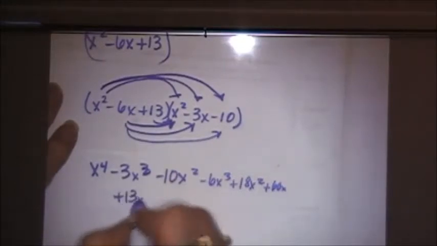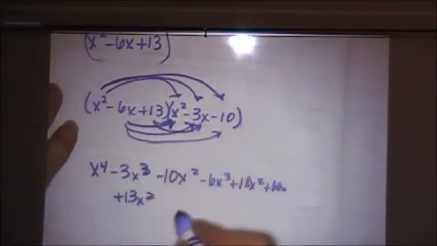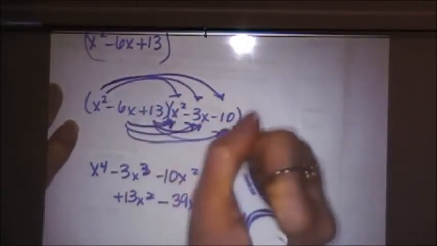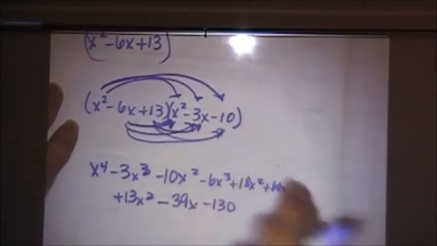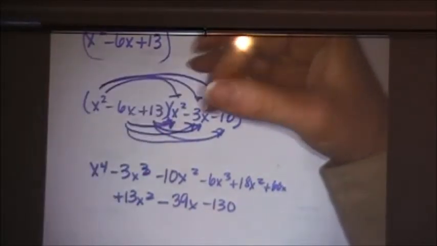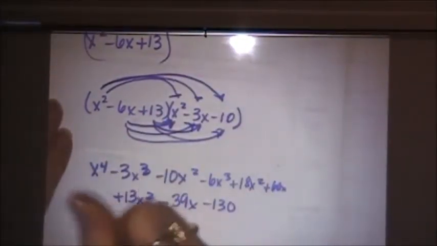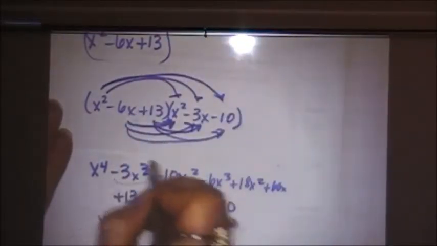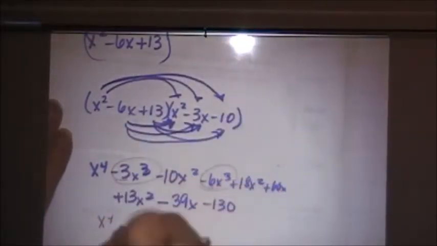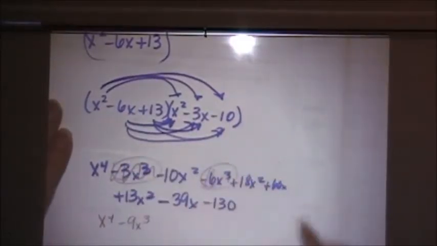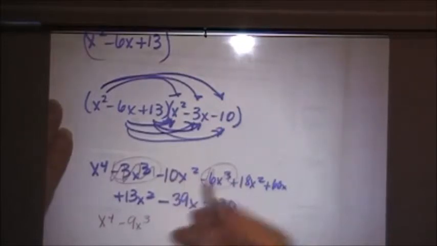Plus 13x squared. Minus 39x. Minus 130. I told you these could get kind of long and crazy. Now we do have some like terms we can combine here, so let's do that. I don't have any other x to the fourth, so I'll write it down. But I have minus 3x to the third, minus 6x to the third, so negative 9x to the third, so those are done.